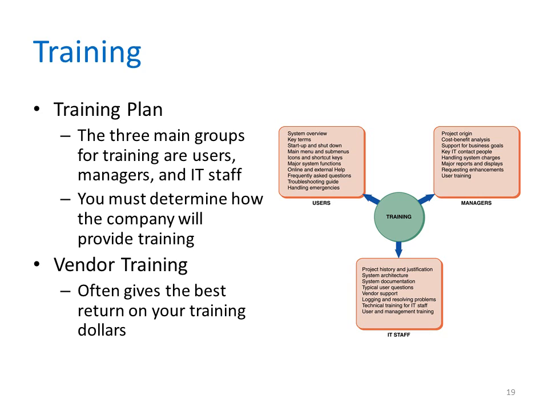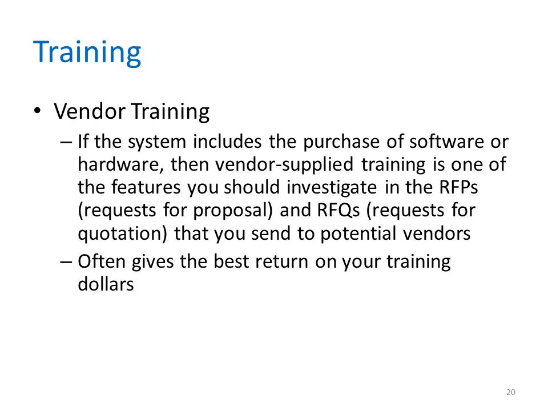The main choices are to obtain training from vendors, outside training firms, or to use the IT staff and other in-house resources. If the system includes the purchase of software or hardware, then vendor-supplied training is one of the features you should include in your RFP, your request for proposal. Many hardware and software vendors offer training programs free or at a nominal cost for the products they sell. The training usually is conducted at the vendor's site by experienced trainers who provide valuable hands-on experience. If a large number of people need to be trained, you might be able to arrange classes at your location.